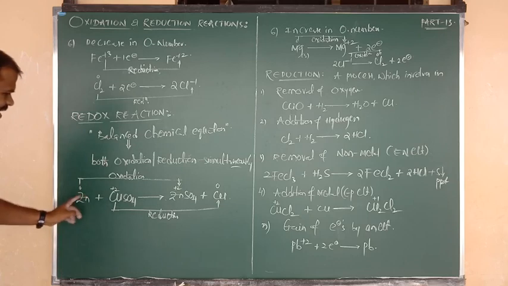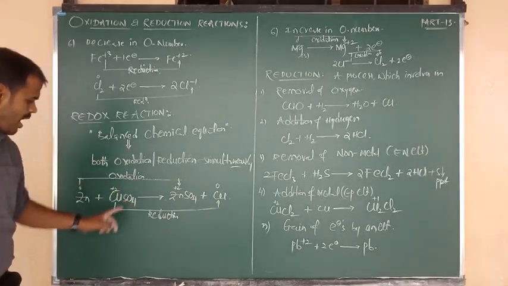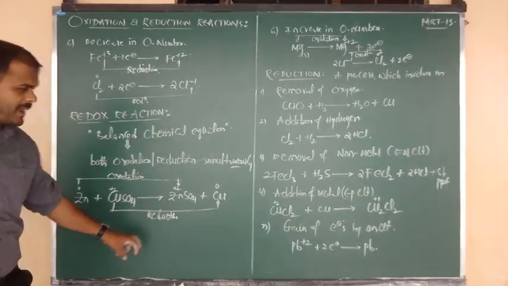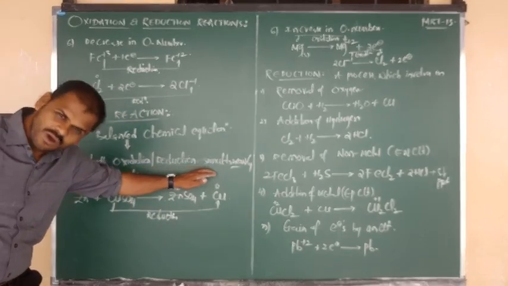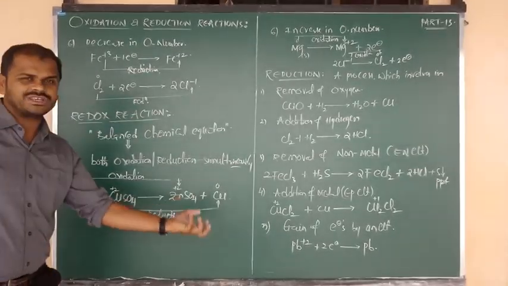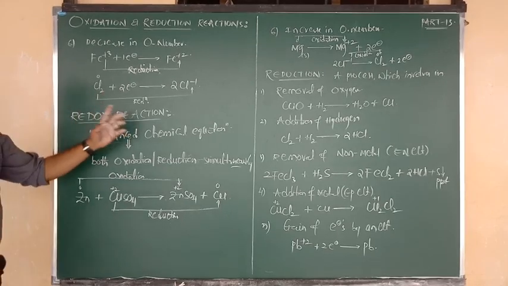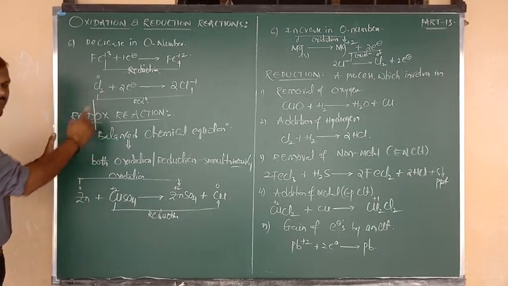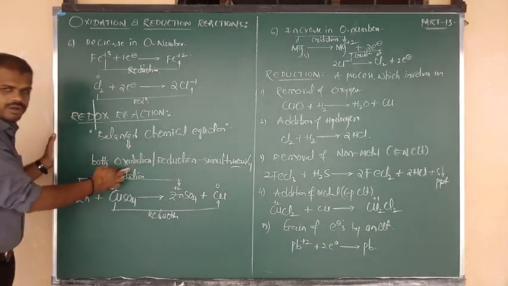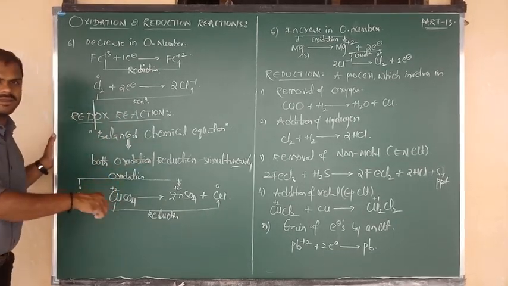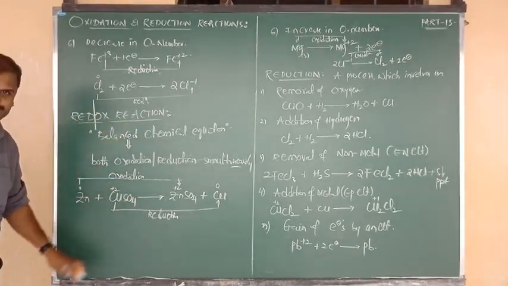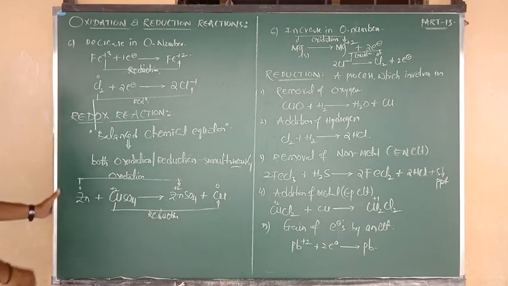Okay? So in this balanced chemical equation, one species undergoes oxidation, another species undergoes reduction. Oxidation and reduction take place simultaneously. So finally, overall this reaction is an example of a redox reaction. Redox: RED is reduction, OX is oxidation. Reduction and oxidation take place simultaneously in a balanced chemical equation. Such an equation is known as a redox reaction. I hope you understand. Okay, fine.